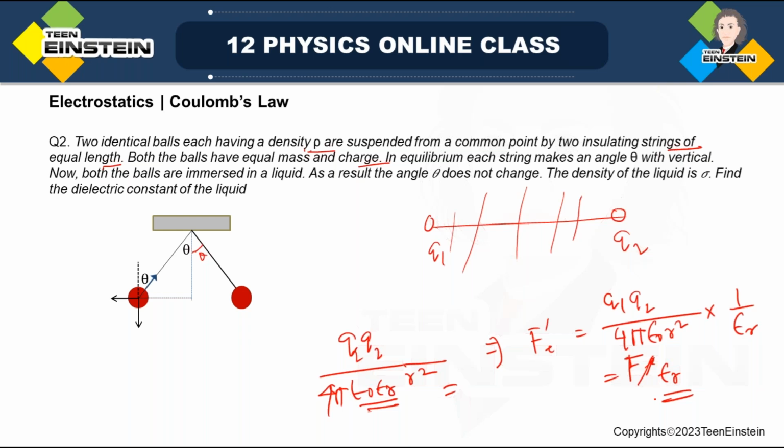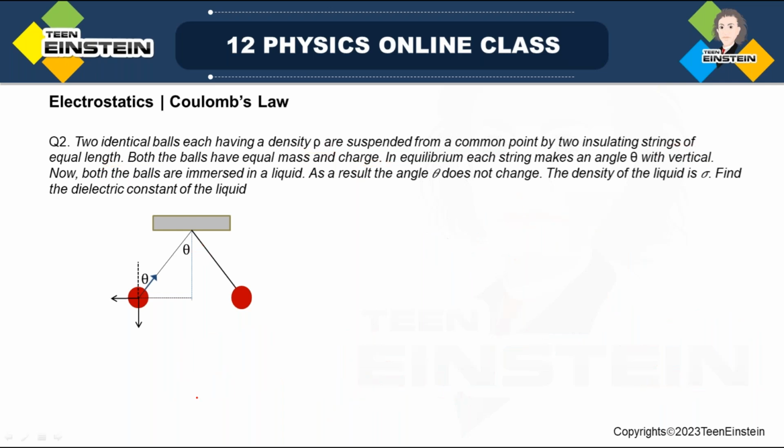So what we need to do is, if we want to find the dielectric constant epsilon r, then we have to take F prime divided by F, the electric forces. Okay, so I think I have given some clue. Now we will proceed to solve this problem. Let us see both the situations.